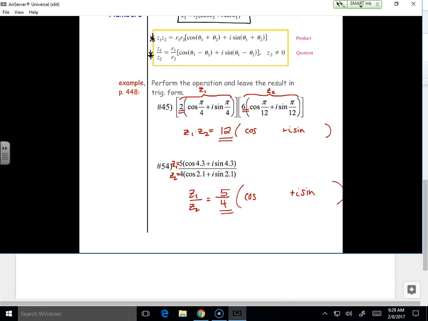But the thetas behave differently. Technically the thetas follow exponent rules, which might not help you, but it might. When you multiply like bases, you add the exponents. The thetas seem to follow the exponent rules. When you divide like bases, you subtract the exponents. Anyway, coming on back. What are our two angles from number 45?